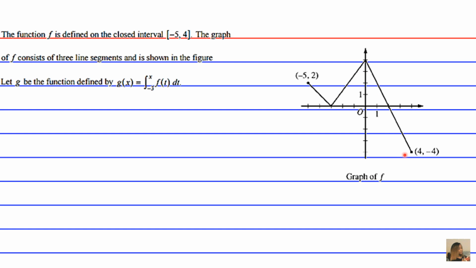Let g be the function defined by g of x equals the integral from -3 to x of f of t dt. So g of x would be the integral of this function.